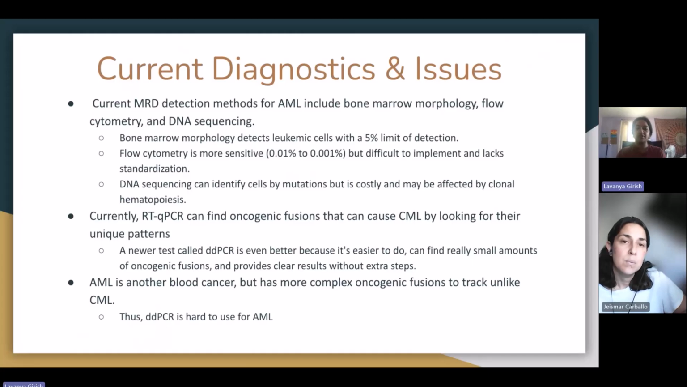hematopoiesis. Currently, RT-qPCR can find oncogenic fusions that can cause CML by looking for their unique patterns, so this has been implemented in other diseases. And a newer test called ddPCR is even better because it's easier to do and can find really small amounts of these fusions and provide clear results without any extra steps. AML is another kind of blood cancer but has more complex oncogenic fusions to track, unlike CML. Thus, it is pretty hard to implement this test for AML, so people are looking for various new methods that we can use for diagnosing AML.